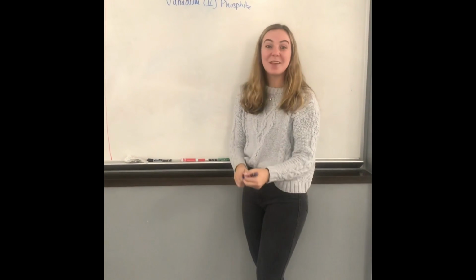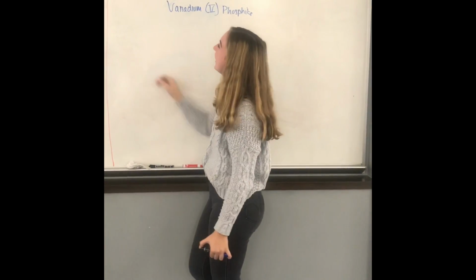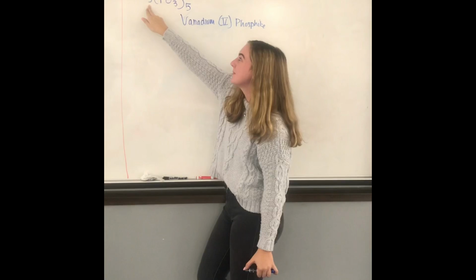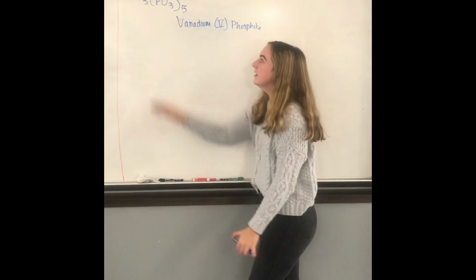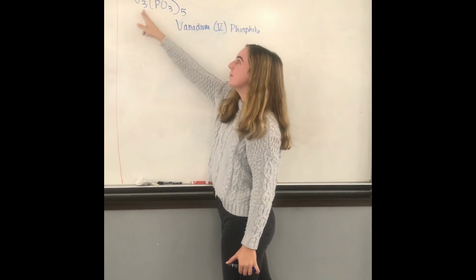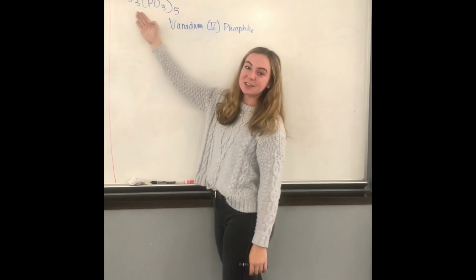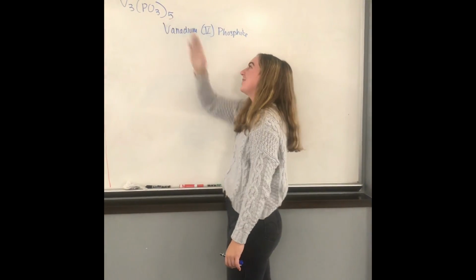Okay. And one way a person can do this wrong is if they don't switch the subscripts to know the charge of the elements and the polyatomic, so that would be wrong because they would think that vanadium has a charge of 3 and phosphite has a charge of 5, and that's not right.